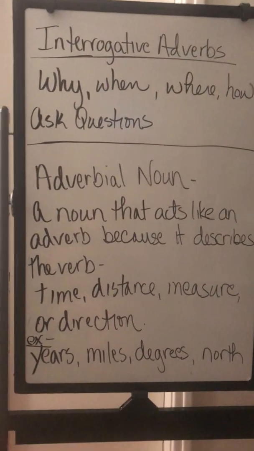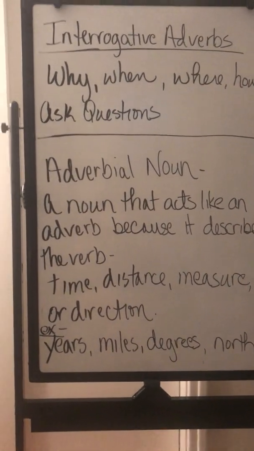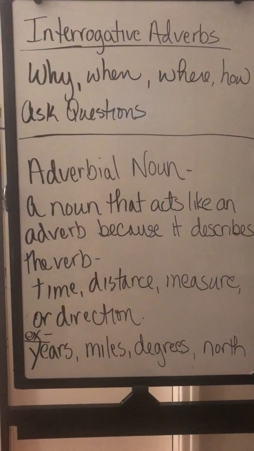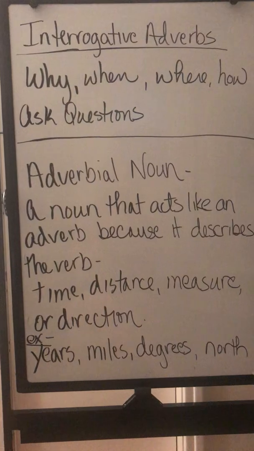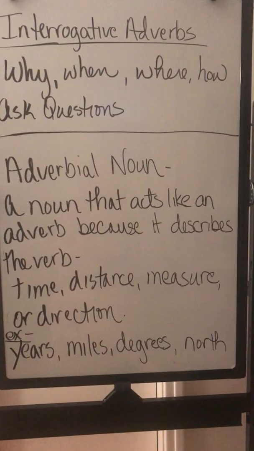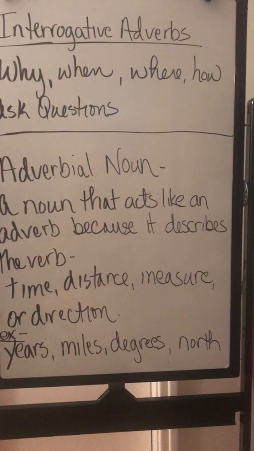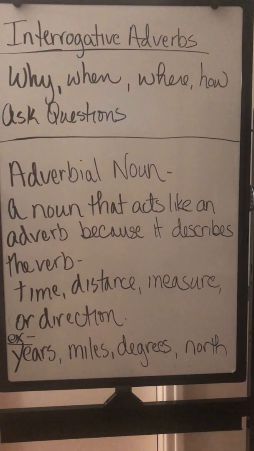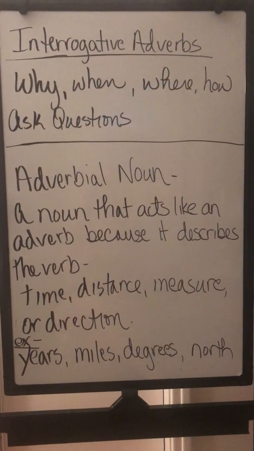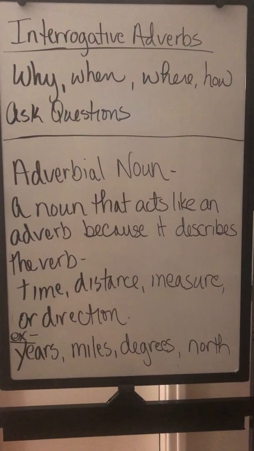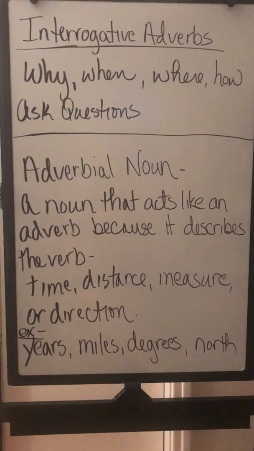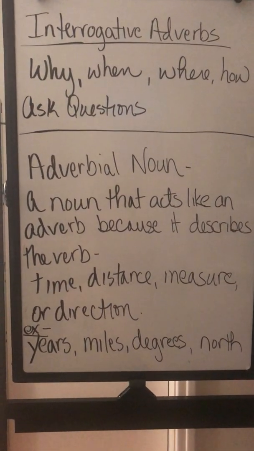Now the adverbial nouns are a little bit confusing. I know some kids were asking me on our last Zoom about adverbial nouns. Those are words that are typically nouns, but the way they're being used in the sentence, having to do with the verb or describing the verb, turns the word into an adverb. So adverbial nouns tell us things like time, distance, measure, or direction about the verb.